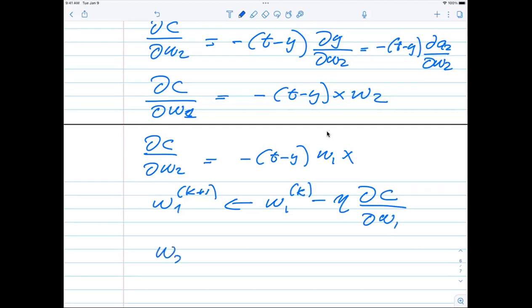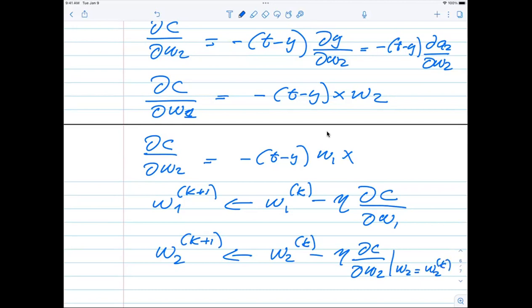And then I have my w2 of iteration k plus 1. That contains w2 at iteration k minus eta of dC/dw2 here. And we have to keep in mind that w2 in this case is equal to w2 for iteration k, and that applies here as well. w1 is equal to w1 at iteration k.